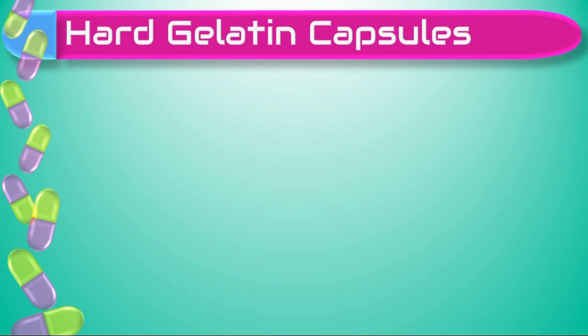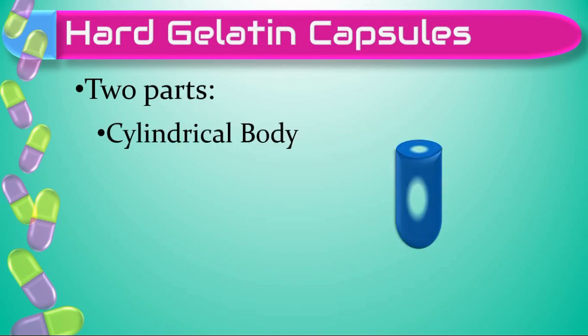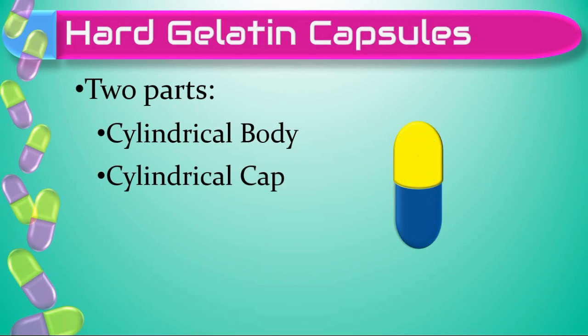It has two parts, a cylindrical body and a cylindrical cap. The powder material or granules which are to be filled in the capsule are filled in the body of the capsule and the cap is placed over it.